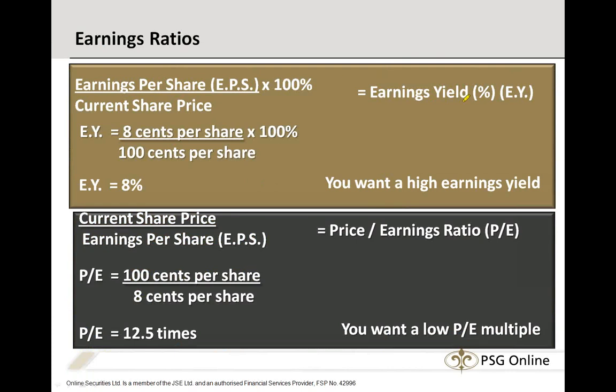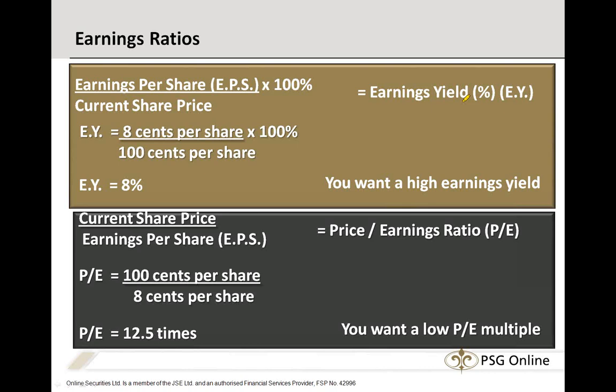You want to compare the share against the sector, but also you can compare it loosely to the return you can get in the banks. In this example, 8 cents divided by the current share price of 1 rand or 100 cents, our earnings yield is 8%. Now, if the banks are giving you 10%, obviously this is not a good investment. So you want a high earnings yield when you're looking at that column in the newspaper. Compare one share to another share, high earnings yield. Remember, compared to the return you can get in the banks.